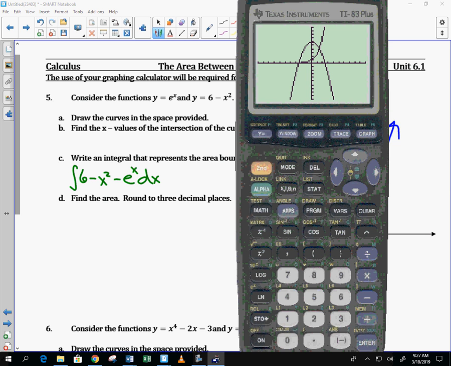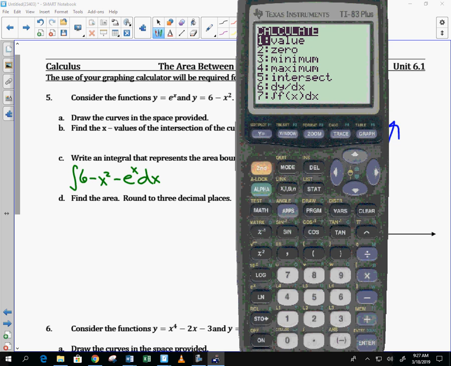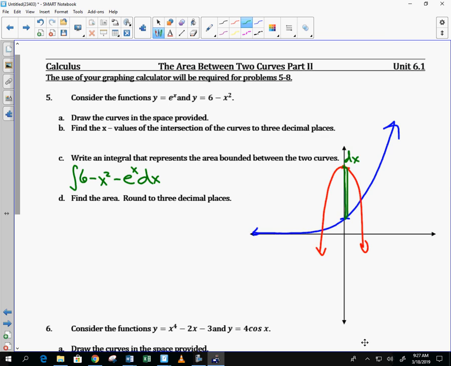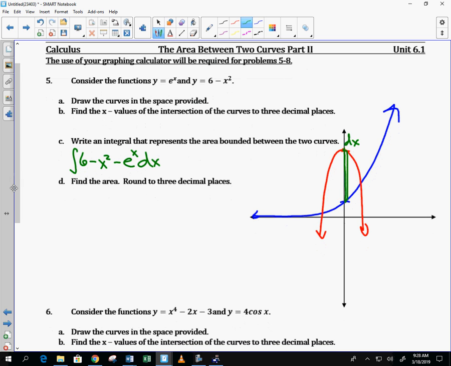How do I find the intersection, Katie? Number 5. And it asks for the first curve. So e to the x I could call the first curve. And it jumps to the second curve, 6 minus x squared. And I don't need to guess. And I've got negative 2.43148. Negative 2 point what?